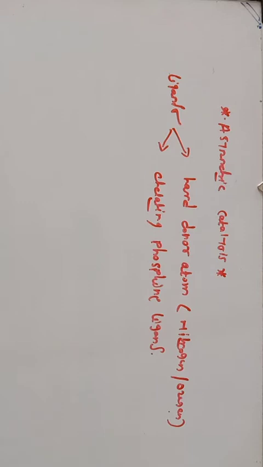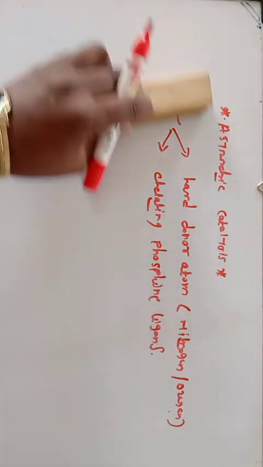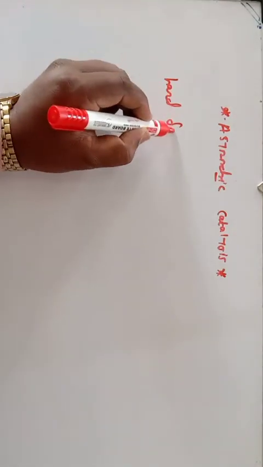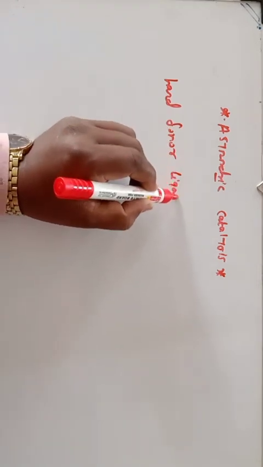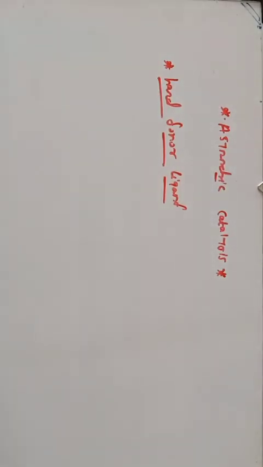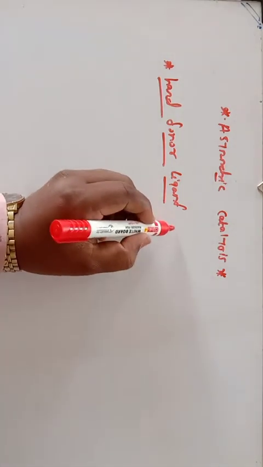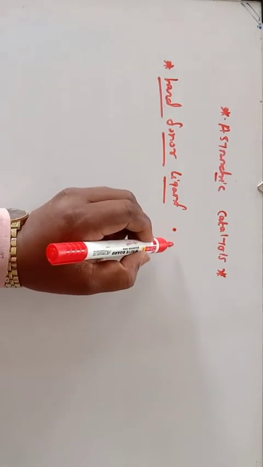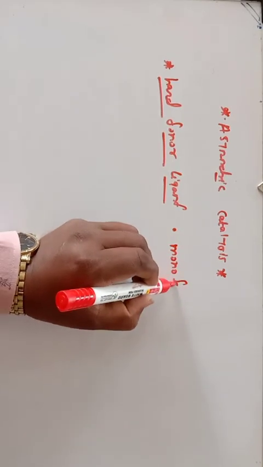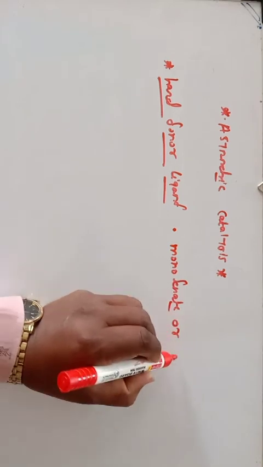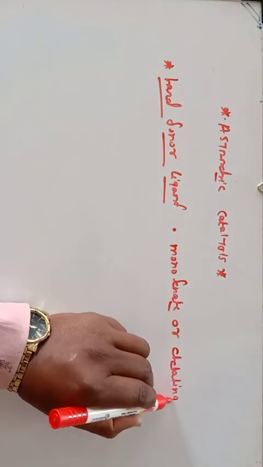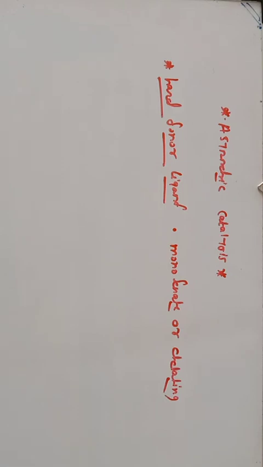If you consider the first type, let us discuss the first type, that is hard donor ligand. The important points regarding these hard donor ligands are that they are monodentate or chelating depending on the reaction. So these hard donor ligands containing nitrogen and oxygen are monodentate or chelating depending on the reaction.